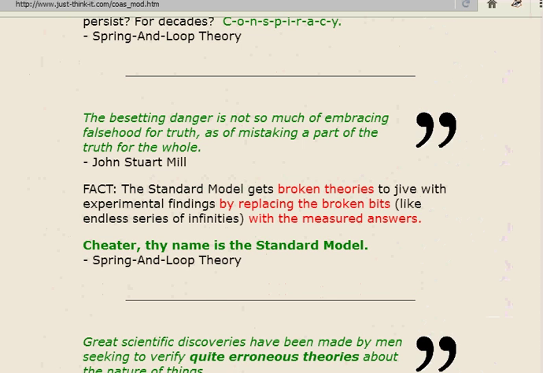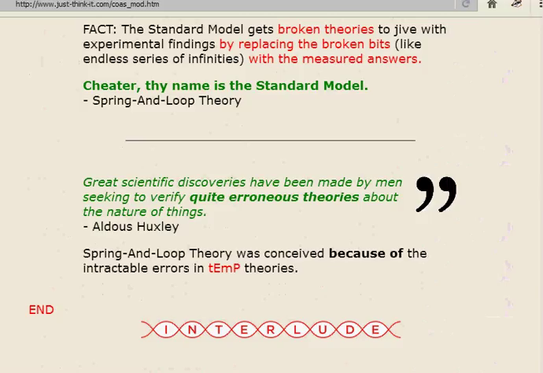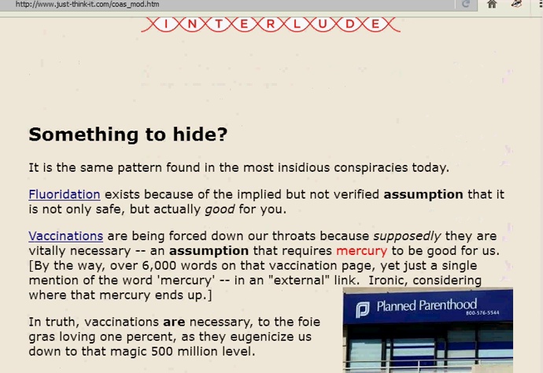Great scientific discoveries have been made by men seeking to verify quite erroneous theories about the nature of things. Aldous Huxley. Spring and loop theory was conceived because of the intractable errors in temp theories. Something to hide? It is the same pattern found in the most insidious conspiracies today.